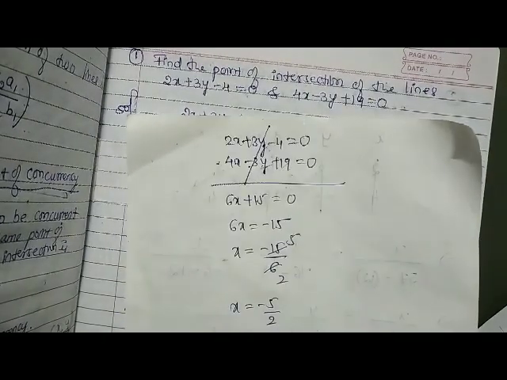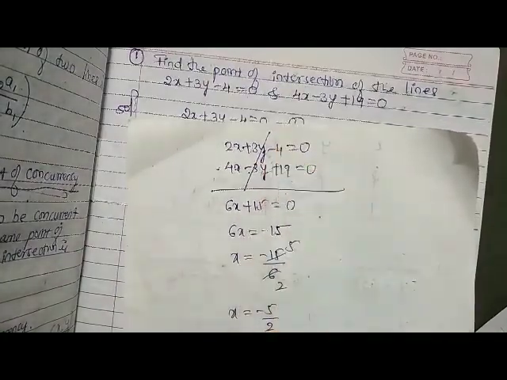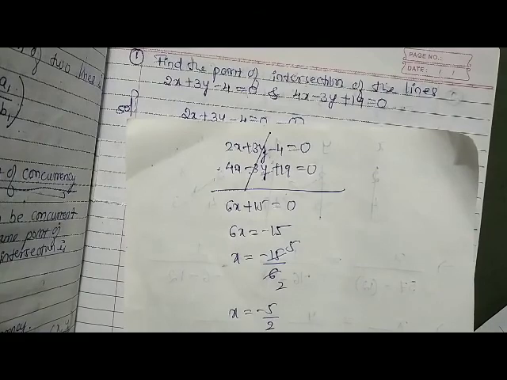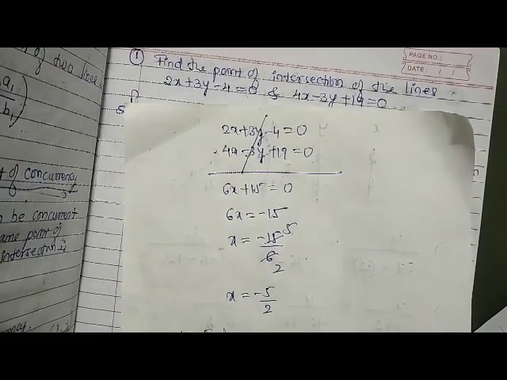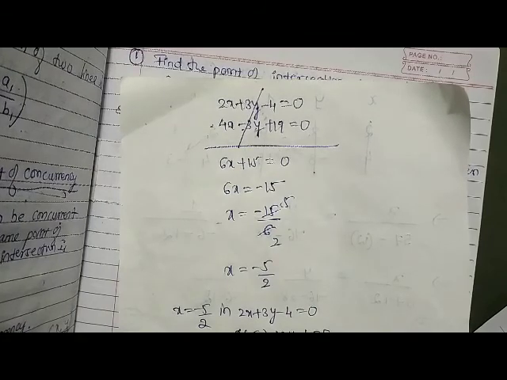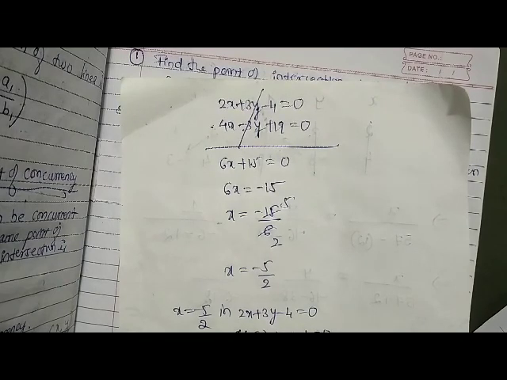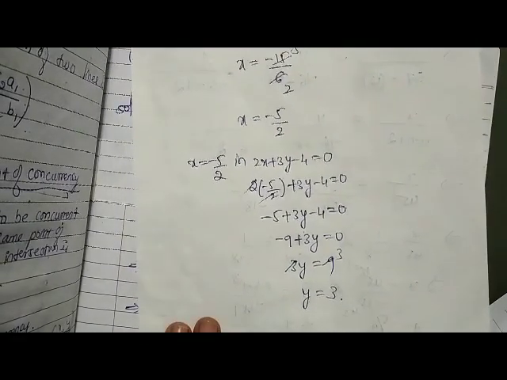Okay, substituting x is equal to minus 5 by 2 in any of the equations, then we get y. Therefore 2 into minus 5 by 2 plus 3y minus 4 is equal to 0. 2 and 2 will get cancelled. Minus 5 plus 3y minus 4 is equal to 0. Minus 9 plus 3y is equal to 0. 3y is equal to 9. 3 ones are 3, 3 threes are 9. Therefore y is equal to 3 here. Okay.